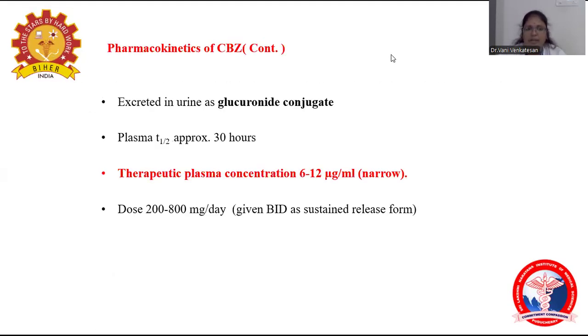Coming to the other pharmacokinetic parameters, excretion occurs in urine as a glucuronide conjugate. Plasma T-half is 30 hours, which means the concentration for carbamazepine is also 6 to 12 microgram per ml, which is also narrow, and the daily dosing rate should not exceed 800 milligram per day. So we'll be giving it as a twice a day regimen as a sustained release formulation or as an alternate therapy based on the patient's need.